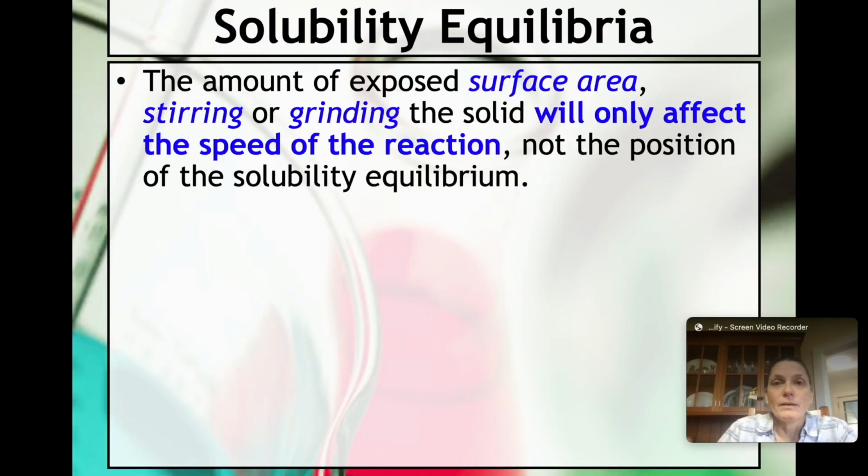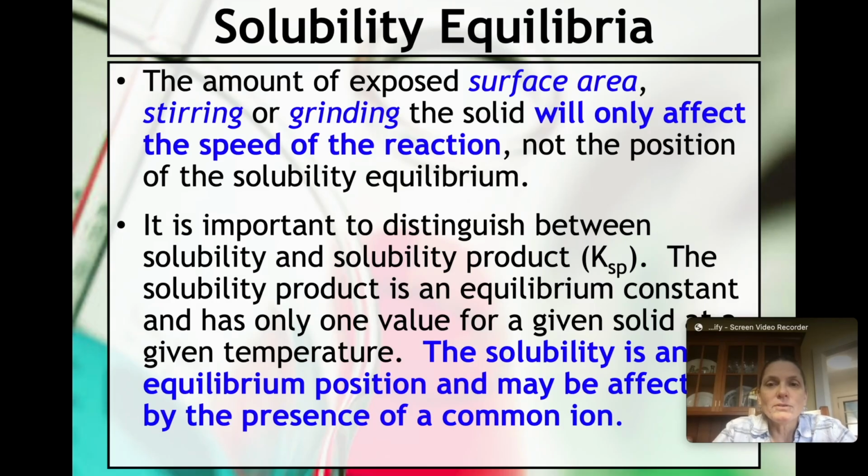Some things we can do to make things dissolve faster, like stirring or grinding to increase the surface area, will increase how quickly a substance dissolves, but they don't change the maximum amount that can dissolve. That will help it get to its solubility limit faster, but those things don't actually change the amount that can dissolve.